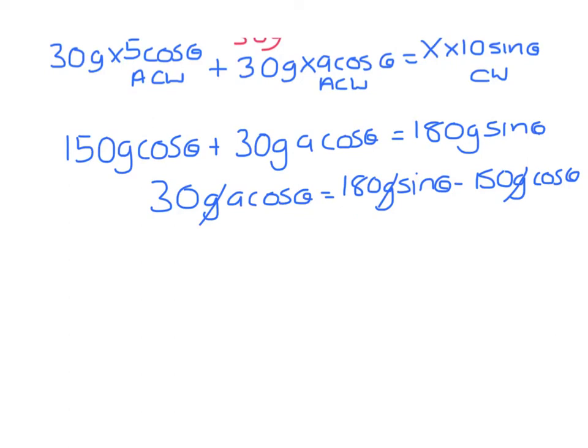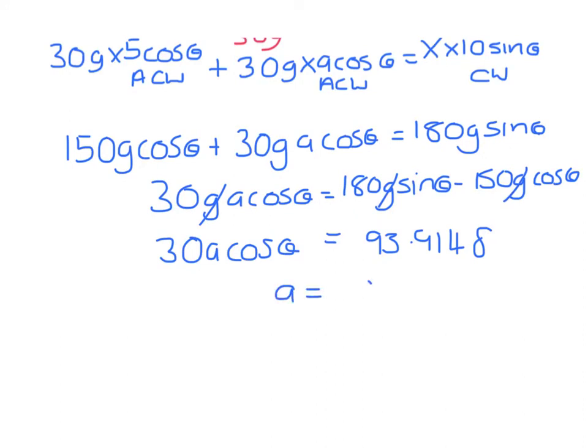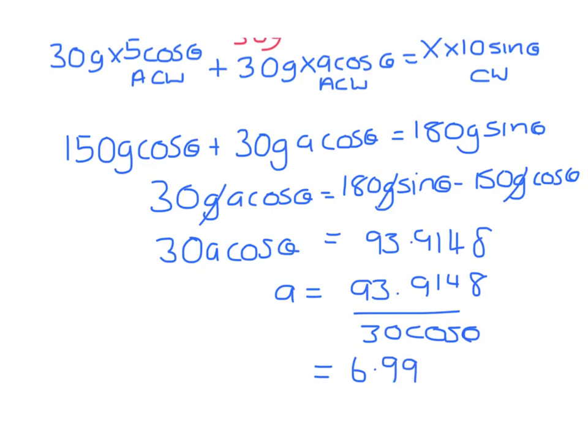I'm going to work out in my calculator 180 sine theta minus 150 cos theta, and that is 93.9148. So 30A cos theta equals this, and A will be 93.9148 divided by 30 cos theta, which gives us 6.999, which to three significant figures is 7 metres. So the boy can go 7 metres up the ladder.